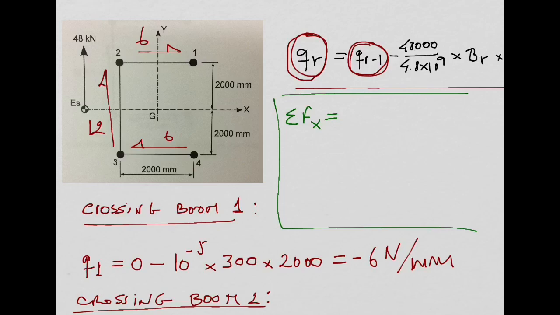So what do I have? If I look at this one, first, I have 6, which is the shear flow. So this is a shear flow. I need to multiply this shear flow by the length, which is 2000.